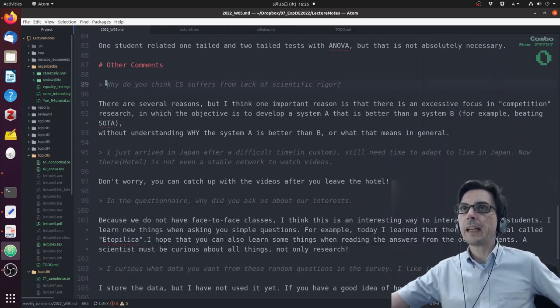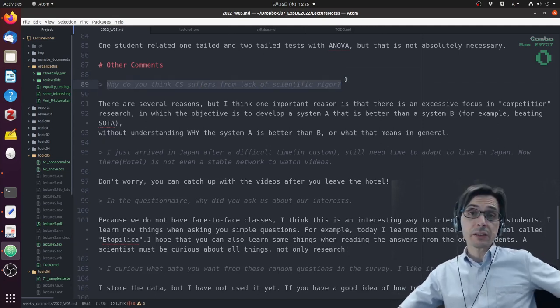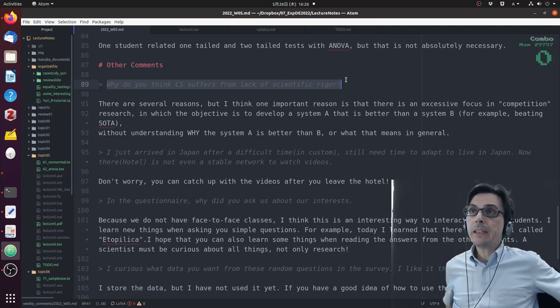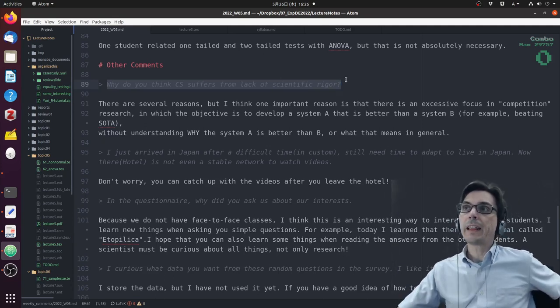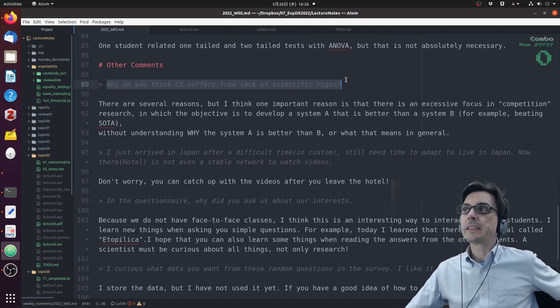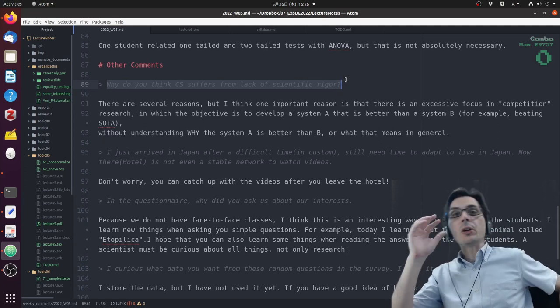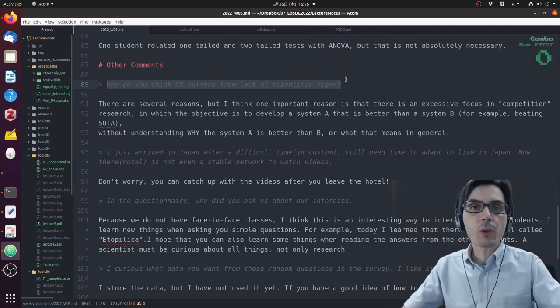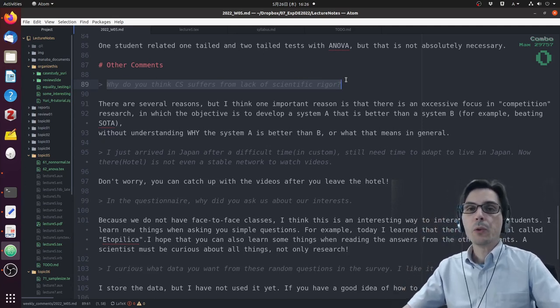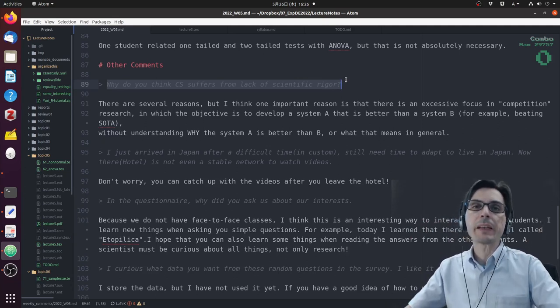So one student asked, why do you think computer science suffers from lack of scientific rigor? And this is a very interesting question. There are many, many reasons why. I think one important reason is that there is an excessive focus on competition in research. So in computer science, we often see many papers, even in conferences, that say, oh, we beat the state of the art, so our method is best.